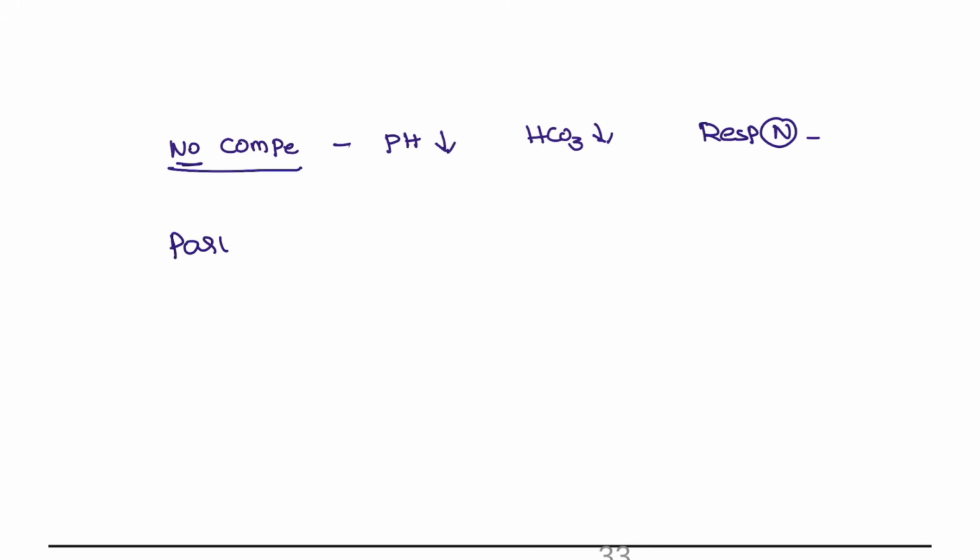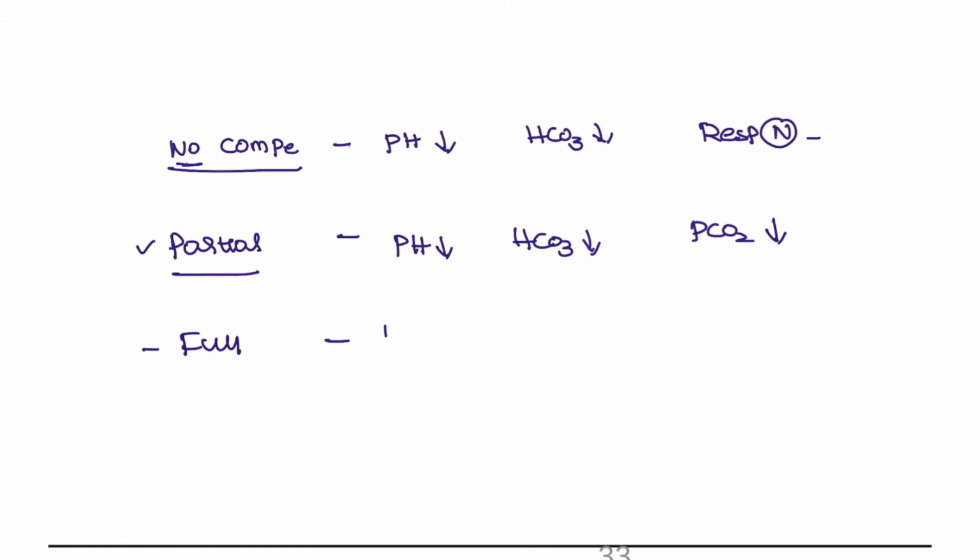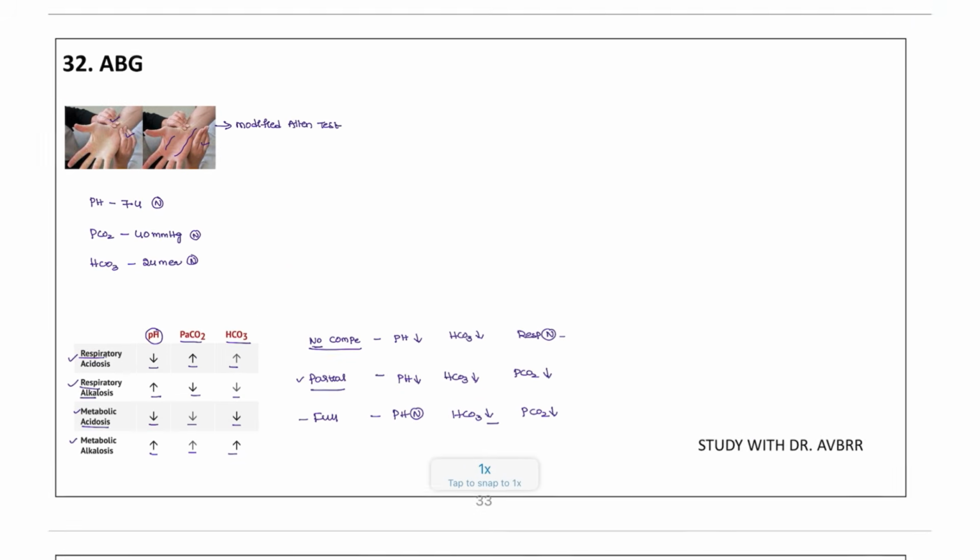Next, partial compensation. In partial compensation, pH is low and HCO3 is also low, and the PCO2 has started the compensation, so it is going to show as low. So all the levels are deranged, then it is a partial compensation. Next, full compensation. If the compensation is done, that means pH has come to normal. HCO3 is still going to recover, and the PCO2 is compensating to get the HCO3 to normal levels. So this is the compensation formula that you have to remember.